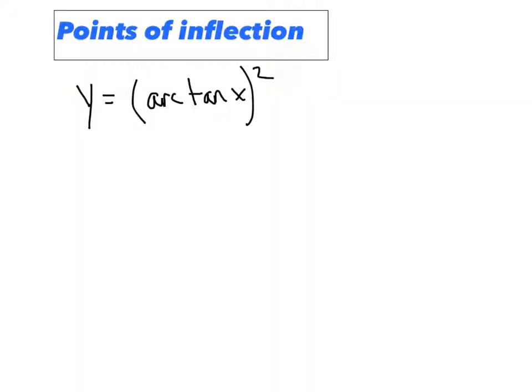All right, our last one's a little nasty. We're going to find points of inflection. So the first thing that jumps in my head, of course, is y double prime has to change signs, of the function y equals arctangent of x all squared.